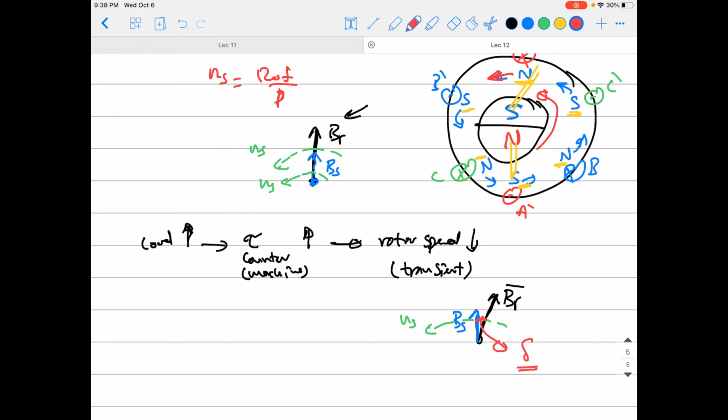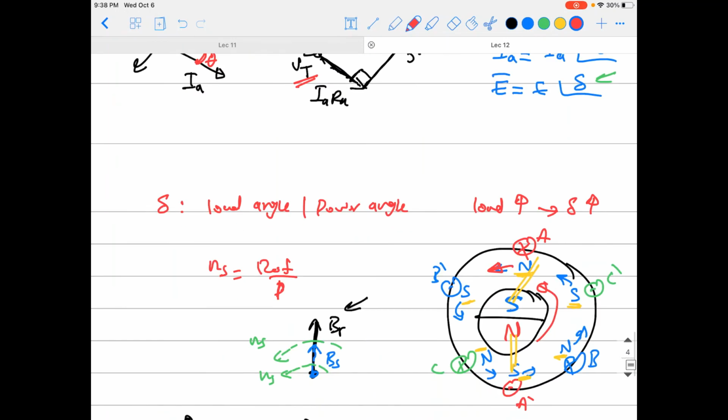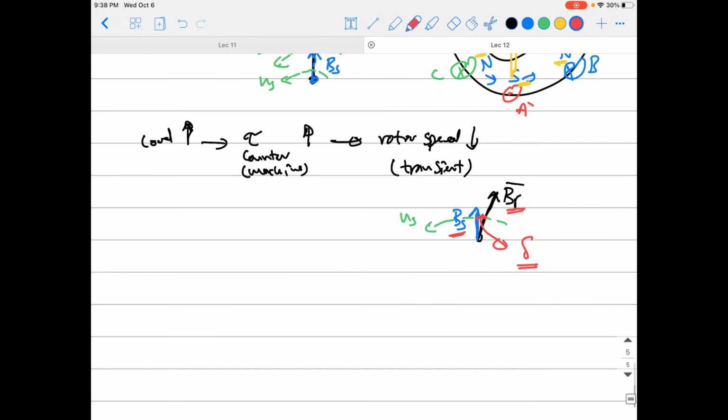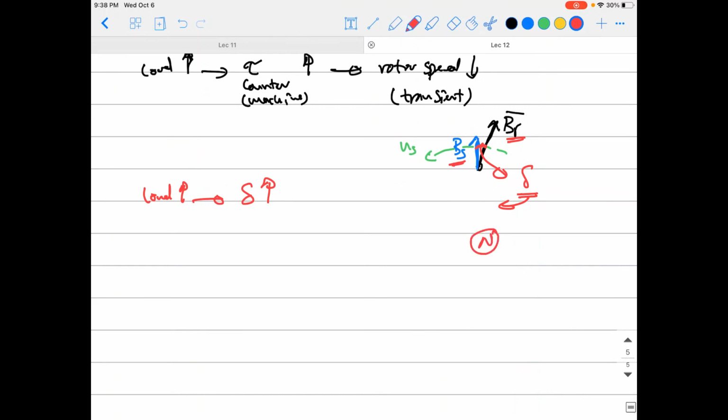This angle, guys, is the same angle, delta. Okay, so delta is the angle between the terminal voltage and the induced voltage, and it is also the angle between the rotor field and the stator field. And that's why I'm saying this is a translation for the load. With the increase in the load, that is directly translated to an increase in delta. Okay? That means you still have a north pole from the stator and a south pole from the rotor, that is the stator, sorry, and that is the rotor.